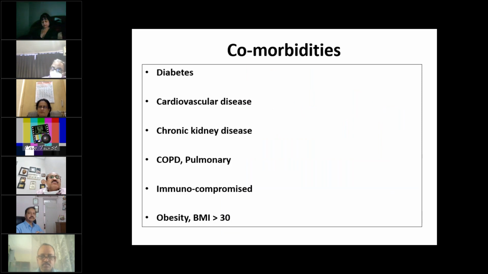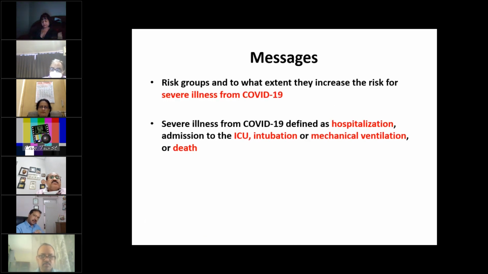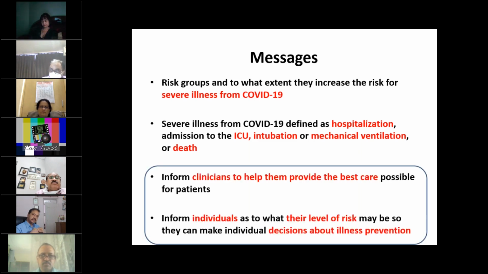So to conclude, any of these comorbidities is a bad sign. Age and gender is a bad sign. We as clinicians need to understand the high risk groups, which will have a bad outcome in terms of hospitalization, ICU stay, and death. Clinicians need to understand this, and inform the patients also what is their level of risk.